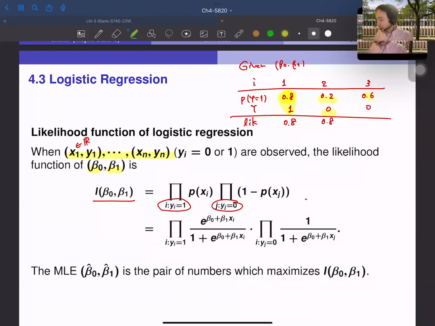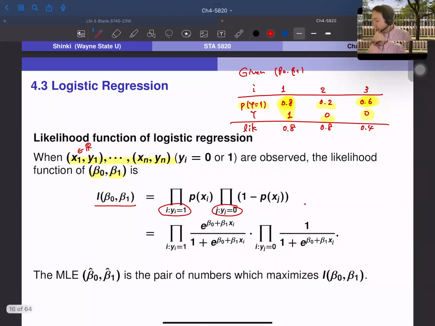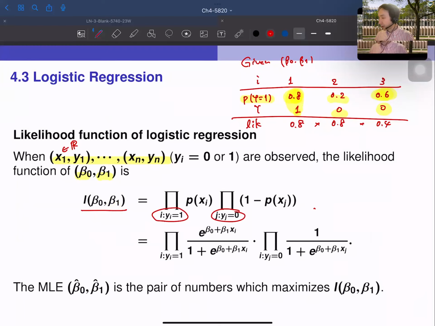And we assume that observations are independent in our regression models, so we take the product of these. That is the likelihood of the entire data set. In this case, the likelihood is 0.8 times 0.8 times 0.4. So that is 0.64 times 0.4, which is 0.256. That is our entire likelihood.